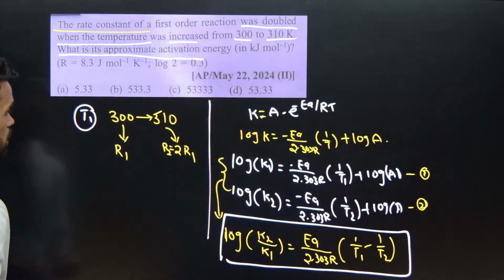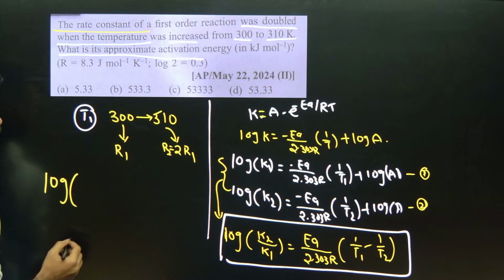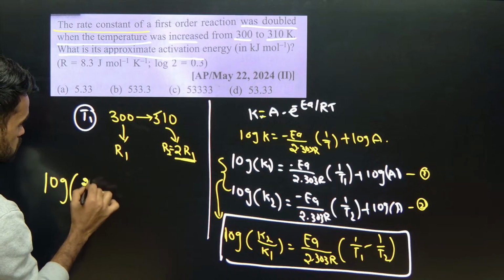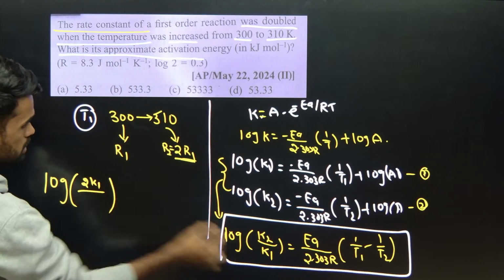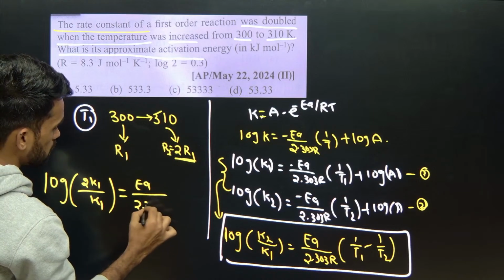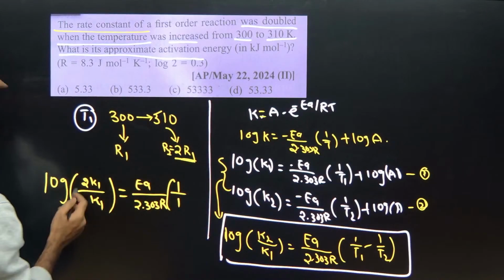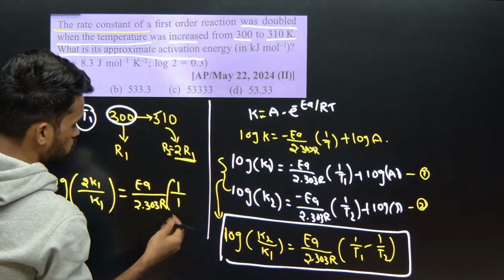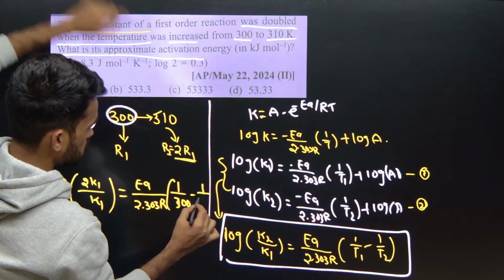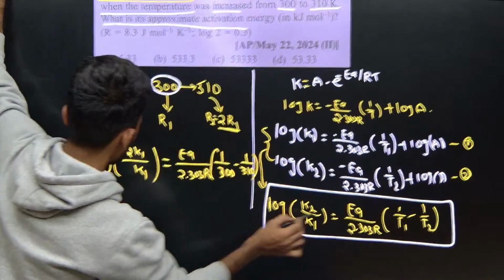Okay, and here look at this, what can we say, log K2 by K1 is how much? That is nothing but 2 times K1, so this is 2 K1 and K1 I am writing as it is. So Ea by 2.303 into 1 by T1, where the lower temperature is 300, minus 1 by T2, that is 310. That's it. So try to simplify this.